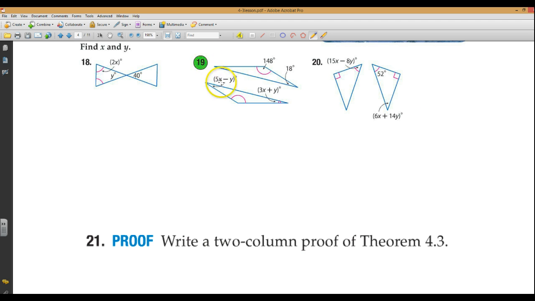On number 19, we would use the third angles theorem, which says that if two pair of corresponding angles are congruent, then the third pair of corresponding angles will be congruent. So we know that these two angles are congruent, so this is 148 and this is 148. We know that this angle is marked the same as this angle, so those two angles are congruent. Therefore, we can assume that this angle is congruent to this angle. So we know that 5x minus y is equal to 18.